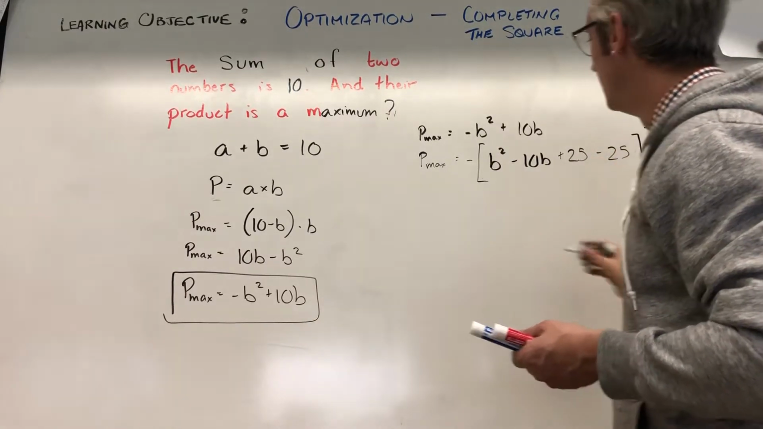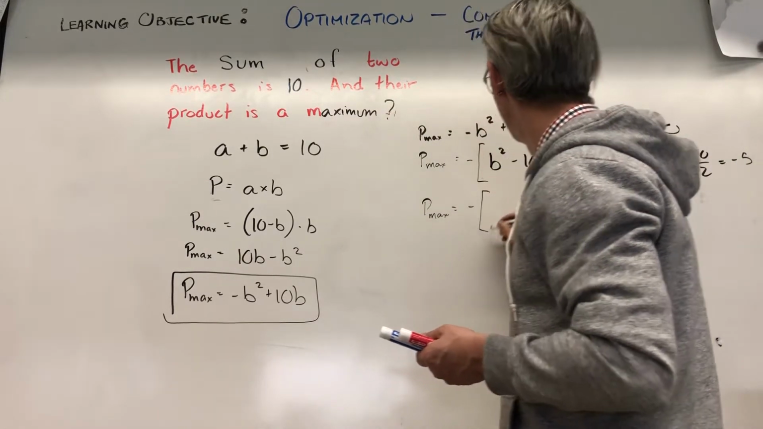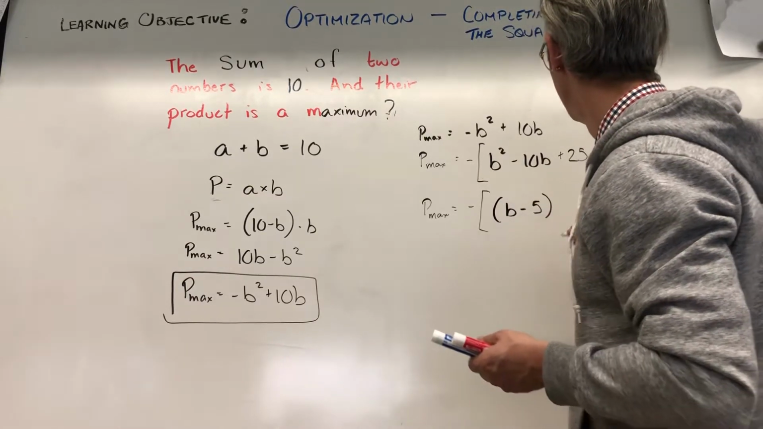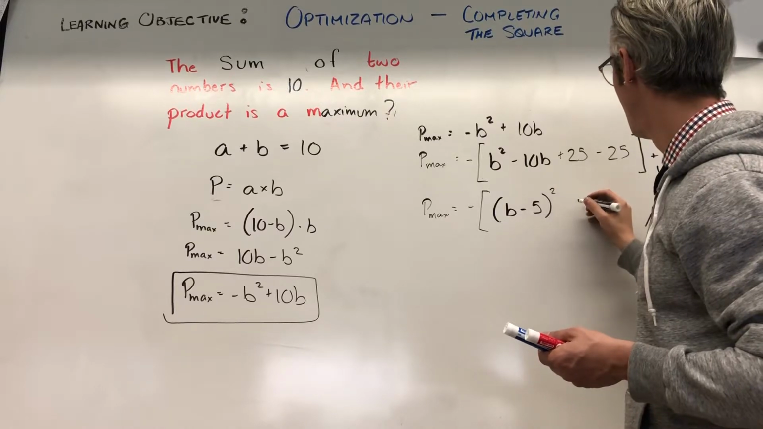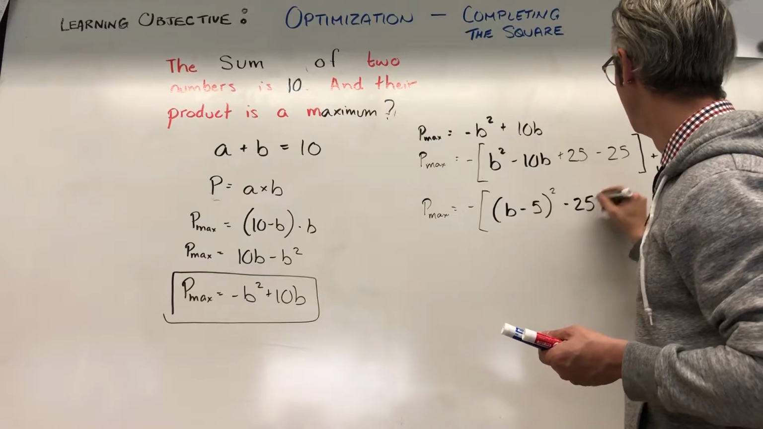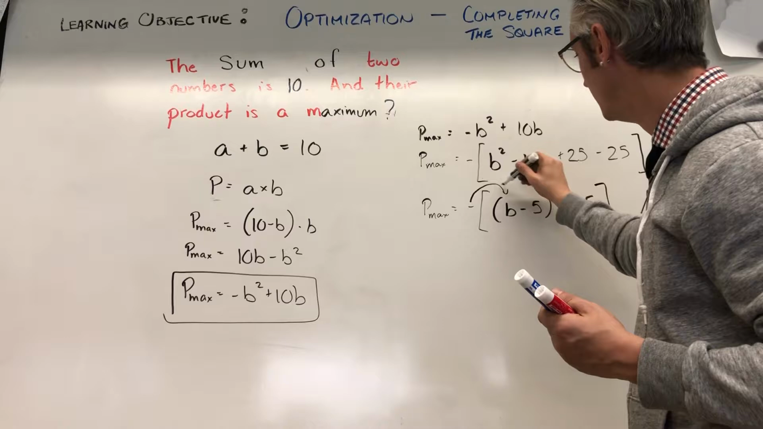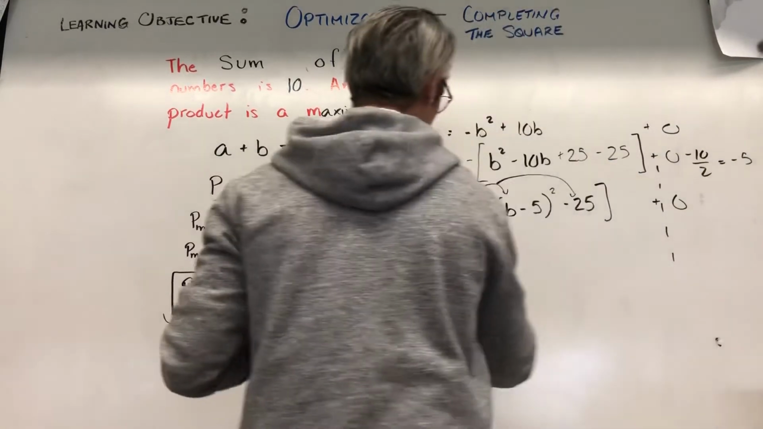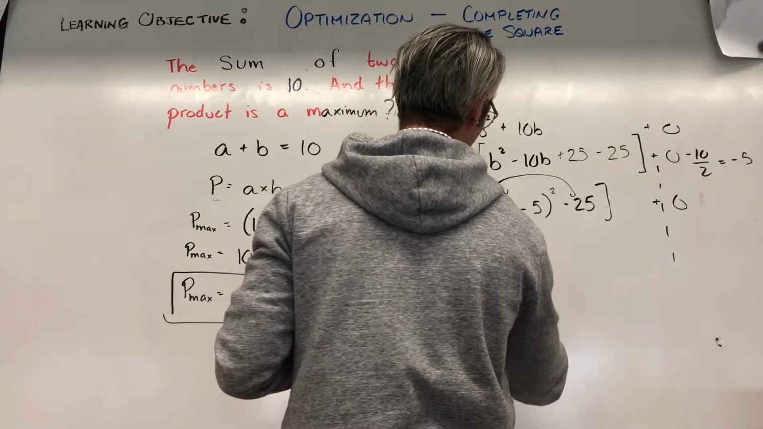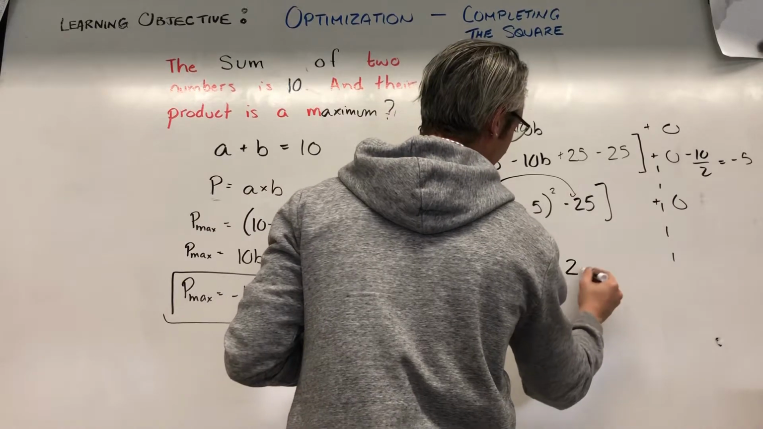I can't just add a plus 25 without adding a negative 25, because then I'm adding a net 0. So I get P max is equal to negative, b minus 5 squared, minus 25 plus 0. And then I'm going to distribute this negative in here. I'm going to multiply it out so I don't have this bracket. And I get P max is equal to negative b minus 5 squared, negative times negative, plus 25.